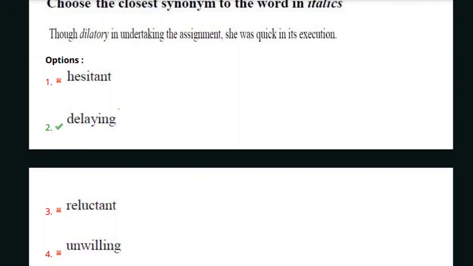She was slow. When we think about the meaning of this, dilatory means slow to act. So even though she was slow to act in undertaking the assignment, she was quick in its execution, which is nothing but submission. So here the appropriate synonym to this word dilatory is delaying. Delaying is also nothing but slow to act.